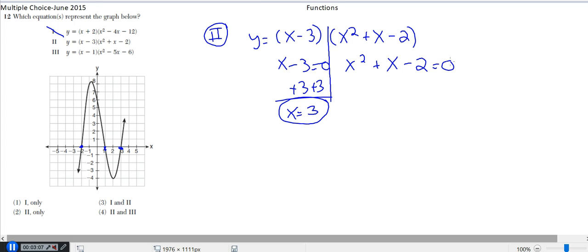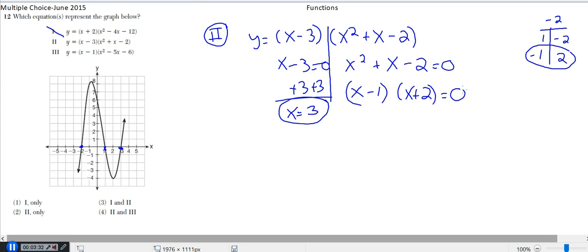And to solve this quadratic equation, we need to factor it. To factor it, we need to find factors of -2 that add up to +1. Factors of -2 are +1 and -2, and -1 and +2. The factors that add up to +1 are -1 and +2. So in factored form, we have x minus 1 times x plus 2 is equal to 0. Let's set each of these equal to 0. X minus 1 is equal to 0, plus 1, plus 1. X is equal to +1. Okay, so far it matches.